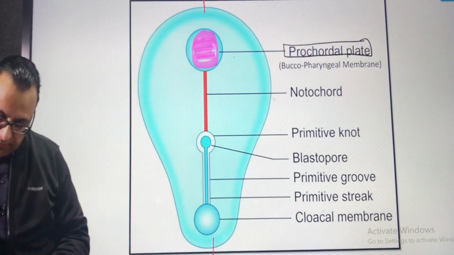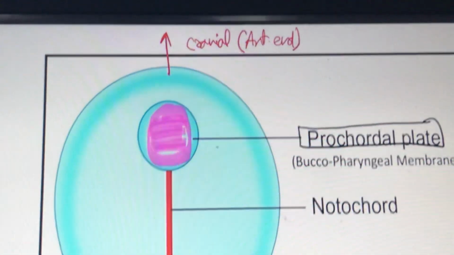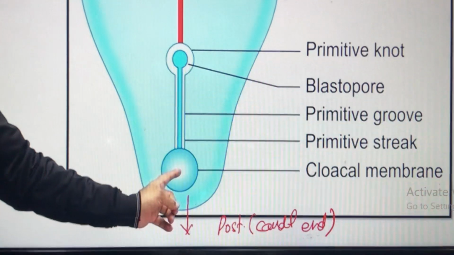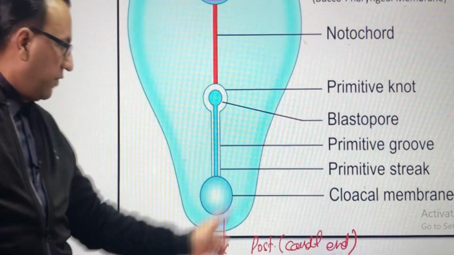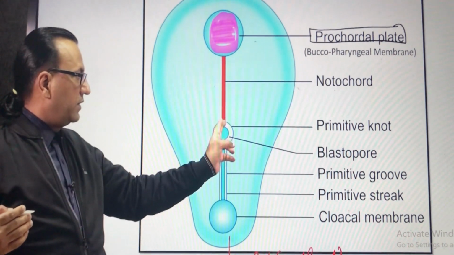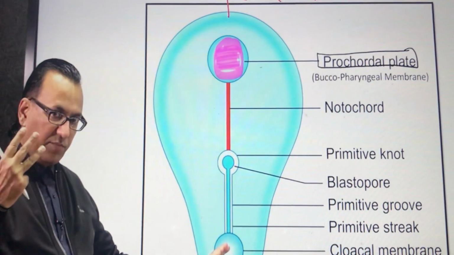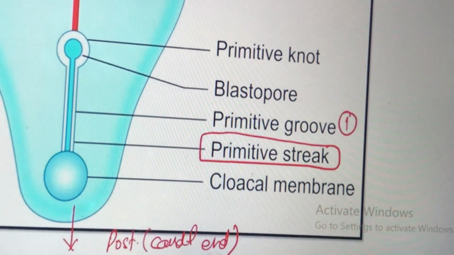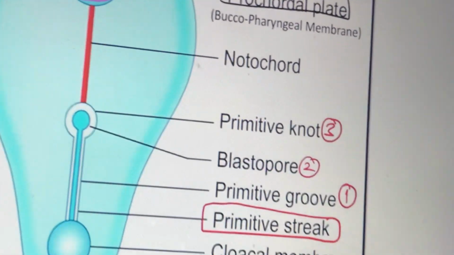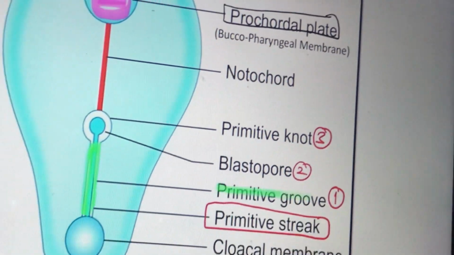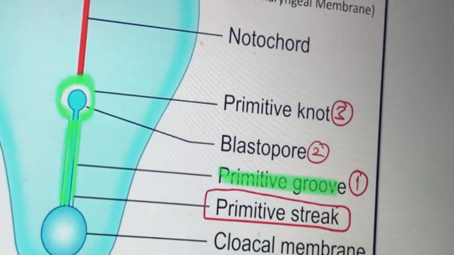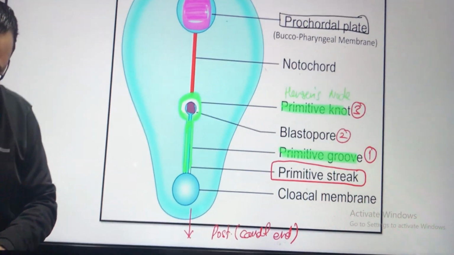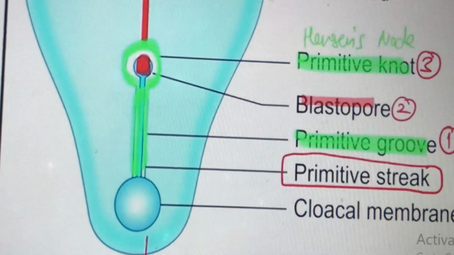So here we are mentioning this is the posterior or the caudal end, and it is after that we start talking about the primitive streak. Proliferation of the epiblast cells forms the primitive streak, starting from the caudal end and moving towards the cranial end, and this primitive streak will have three components. As you can see, this is the primitive streak we are talking about, having a groove and a pore and a knot. So here is the primitive groove as we see. Then we have our primitive knot, which is also called Hensen's node, and in Hensen's node we have an opening which we call the blastopore or the primitive pore.